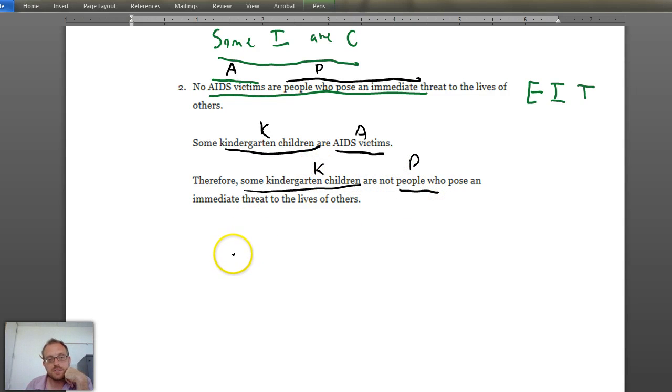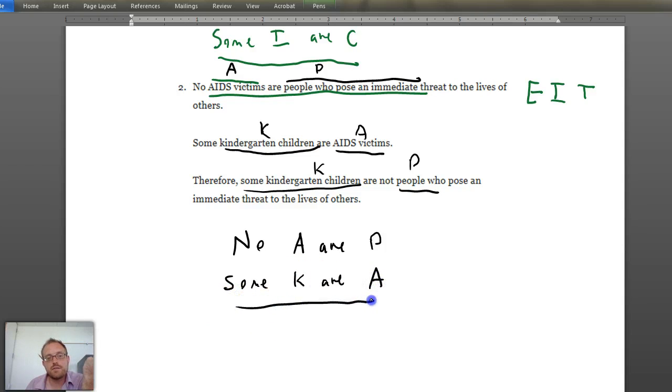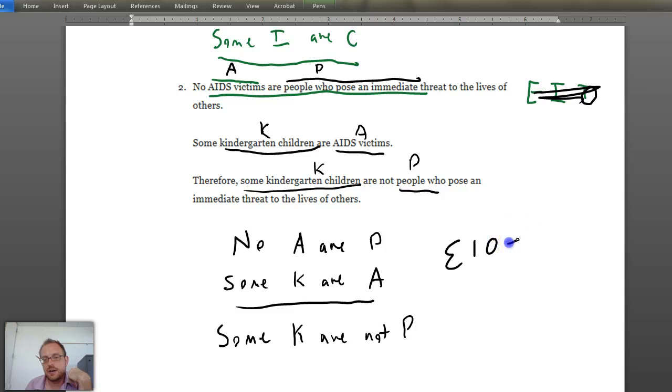So what does this look like? Let's rewrite it since this looks like a big mess. It says no A are P. And then it says some K are A. Therefore, some K are not P. Okay. Now remember we said this is an E. This is an EIO. I made a mistake there, didn't I? All right, so this is an EIO. And where's the middle term? It's right here. So this is an EIO1.